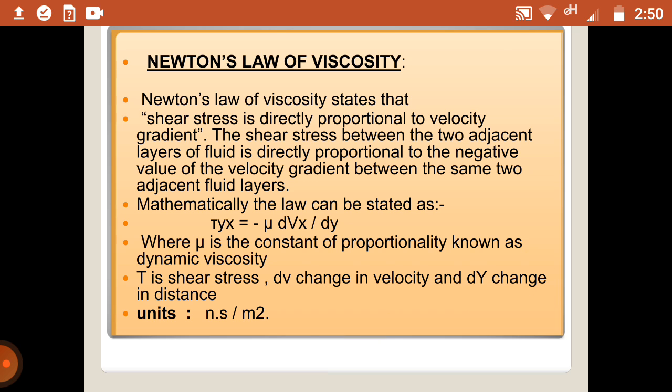Here we mention mu. What is mu? Mu is the constant of proportionality known as dynamic viscosity. And tau, what is it? It is the shear stress. dv is the change in velocity and dy is the change in distance, as we have noted.